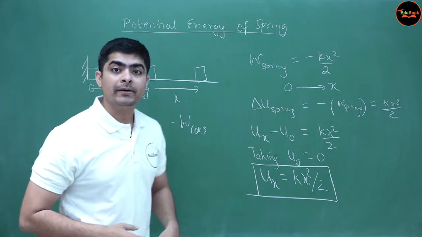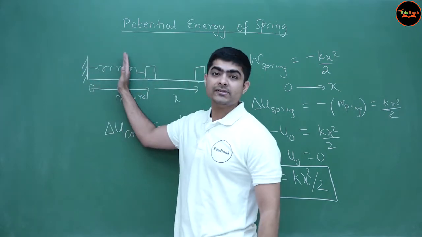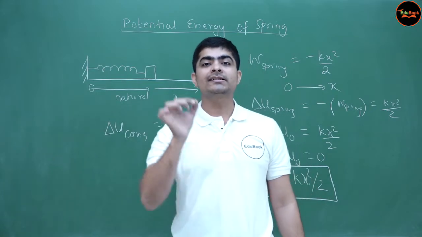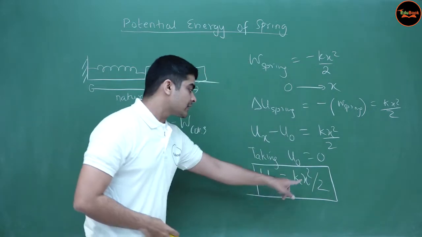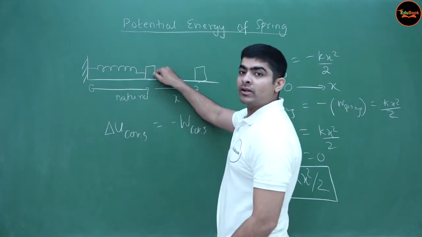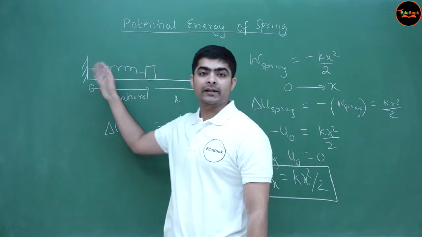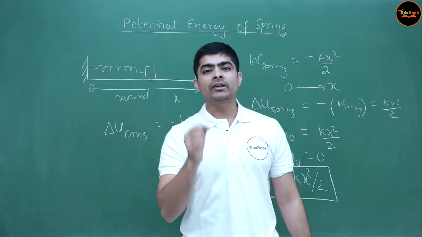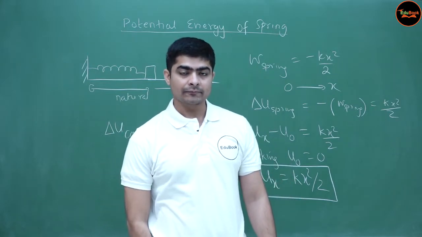What if the spring is compressed? If the spring is compressed, then we could say that elongation is negative, but the square of a negative is positive. That means whether you elongate a spring or you compress a spring, in either case potential energy increases.